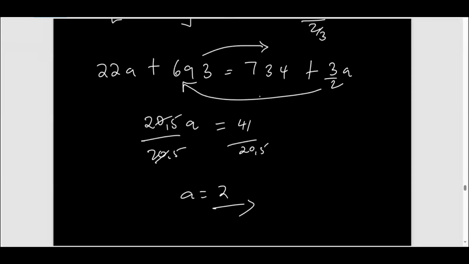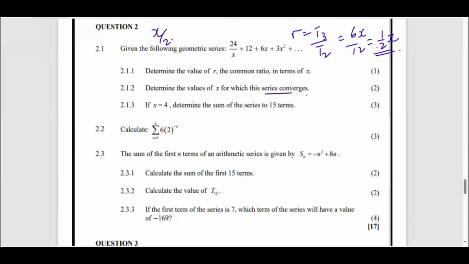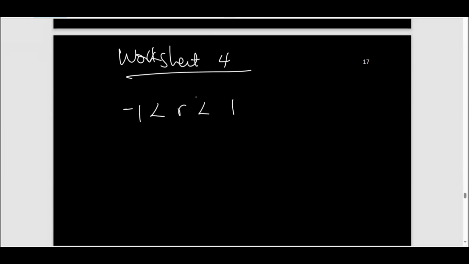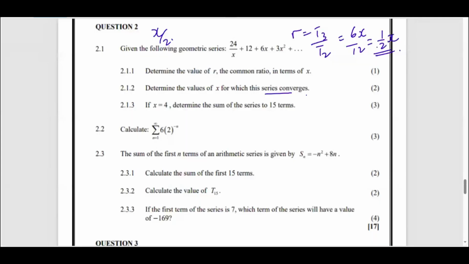So for convergence, we say -1 is less than r is less than 1. Then substitute r with x over 2, multiply through by 2. So -2 is less than x is less than 2. And then that becomes our answer. And then if x is 4, they want us to get the sum of the 15 terms.